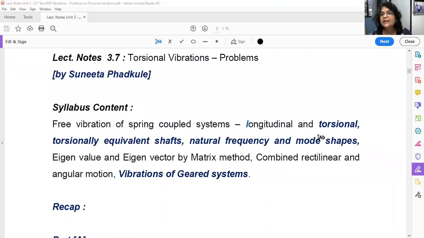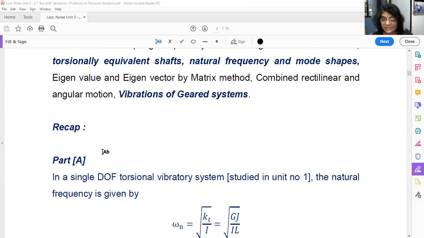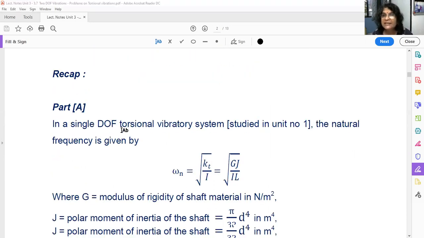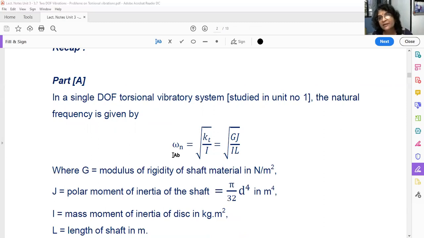So this is the syllabus content where we are going to study torsionally equivalent shaft, natural frequency and mode shapes, and also vibrations of geared system. What we have learned in earlier lectures regarding torsional vibrations, we have already covered the theory. In unit number 1, we learned how to determine the natural frequency of a single rotor system.